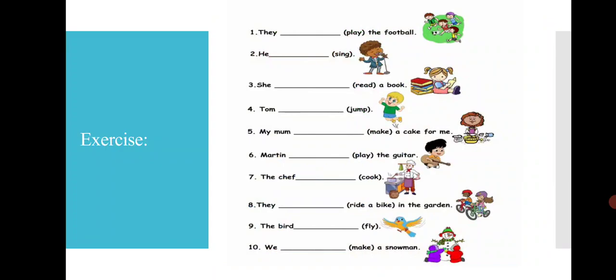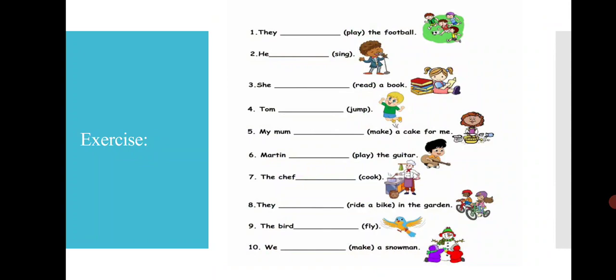Here are some exercises given. So the first one is they dash play football. The verb or the action word here is play. So for simple present tense, the answer will be they play football. They play football will be the example for simple present tense.